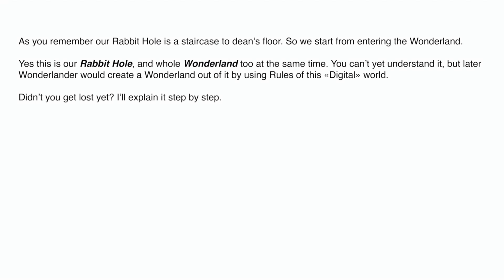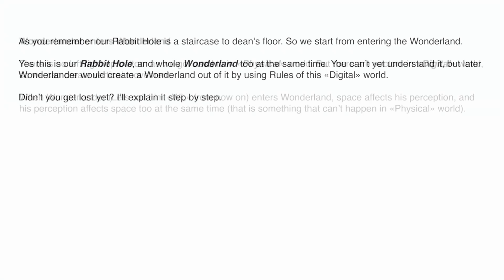So we start from entering the Wonderland. Yes, this is our rabbit hole, and the whole Wonderland too at the same time. You can't yet understand it. Later the Wonderlander would create a Wonderland out of it by using the rules of this digital world. Didn't you get lost yet? I'll explain it step by step.